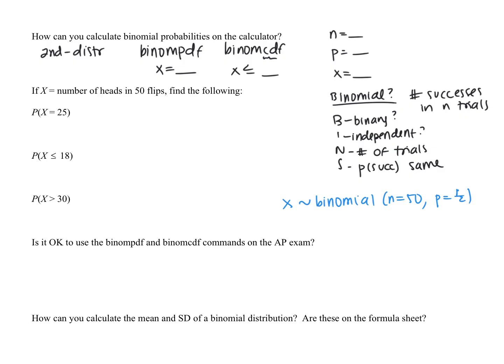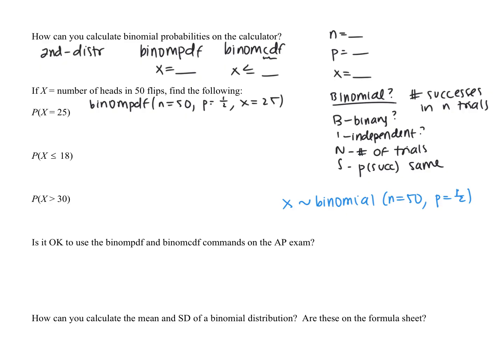We're going to calculate those three probabilities. They are done differently on the calculator. For x equals 25, because that is a single probability, you would do binom PDF. You're going to tell the calculator n is 50, probability of success is 1/2, and my x is 25.